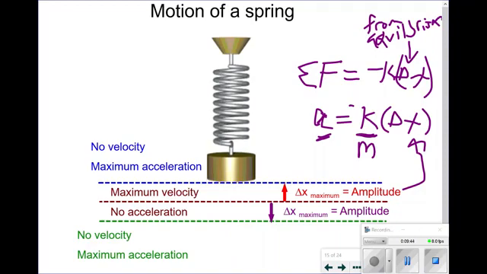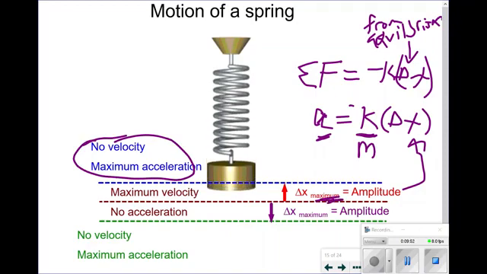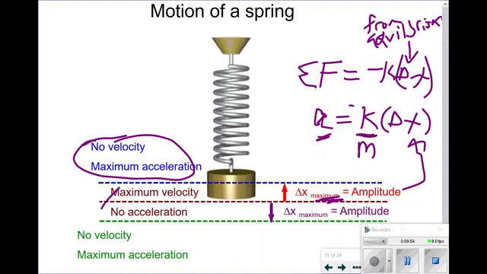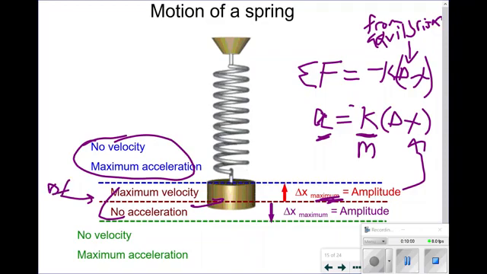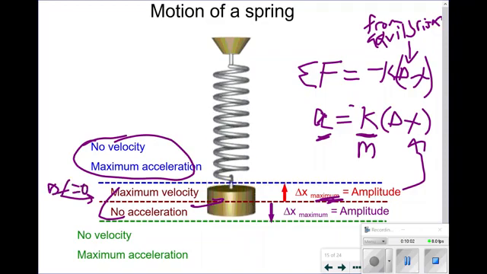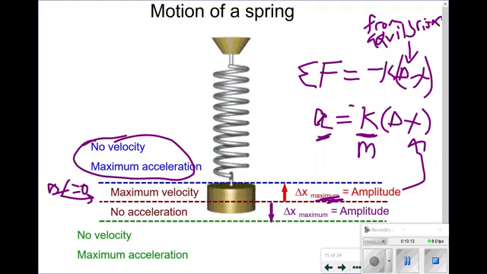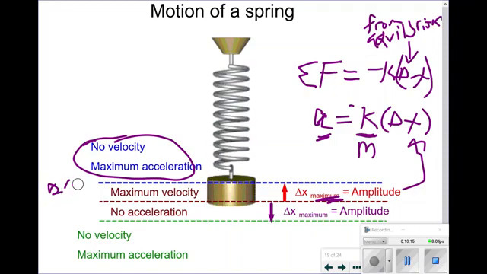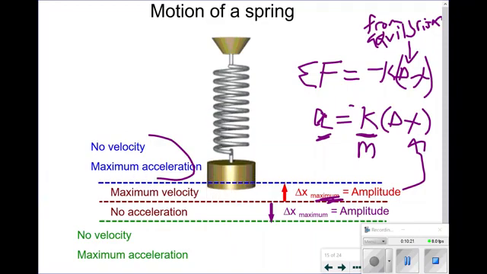At amplitude, I'm going to have maximum acceleration because I have maximum displacement, and I will have no acceleration at equilibrium because I have no displacement at this point. Please notice my acceleration is a minimum, 0, when my velocity is in fact a maximum. Likewise, my object stops moving at amplitudes. My velocity is a minimum when my acceleration is in fact a maximum.